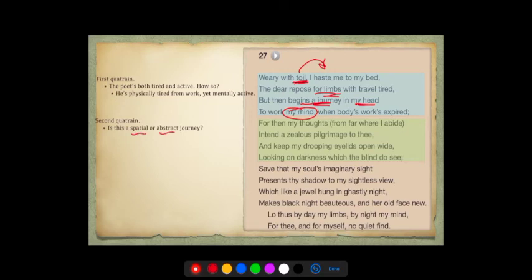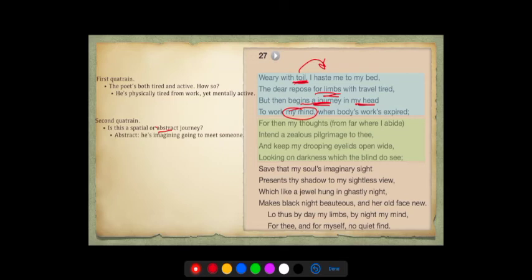For then my thoughts, from far where I abide, intend a zealous pilgrimage to thee. Pilgrimage, of course, as we know, is like a journey, right? So is this physical, spatial, or is it abstract? And of course, he's in bed, and it's his thoughts which are going far from where he abides, which is in bed, right? So we know that indeed it is an abstract journey that he's talking about here. It's in his head. So what is the journey about?